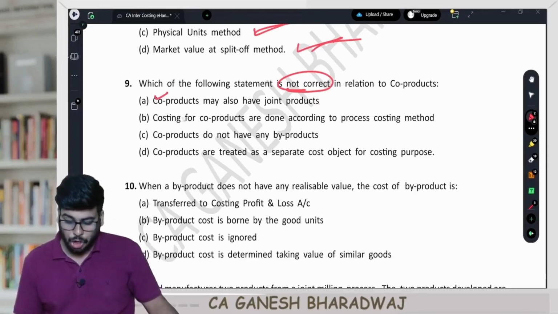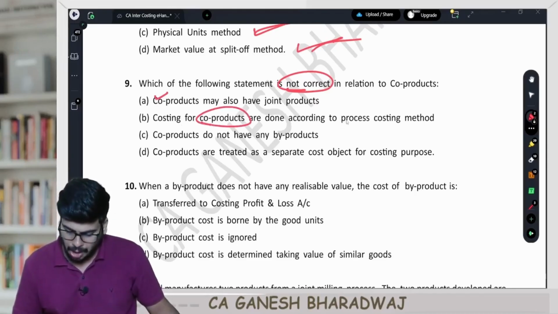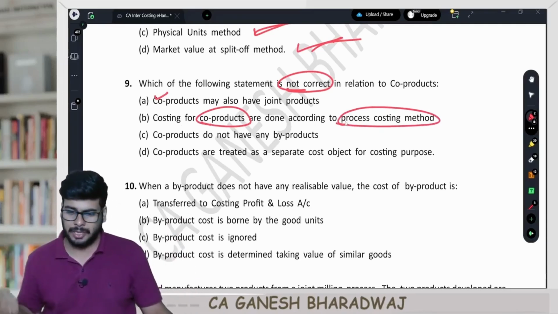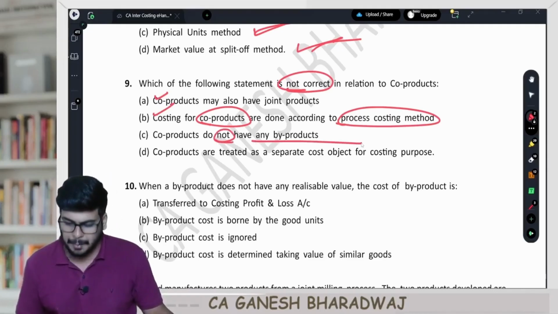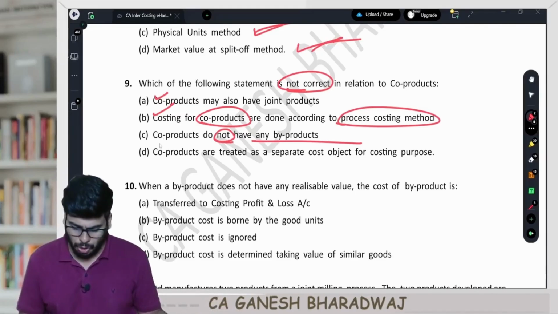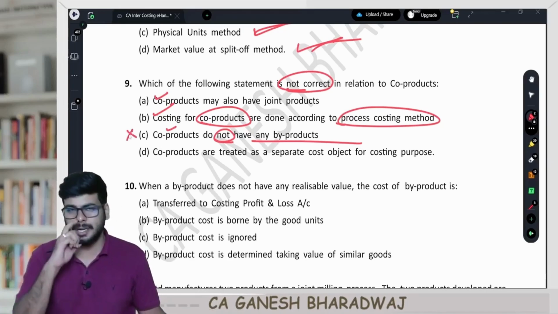This is correct. Costing for co-products is done according to the process costing method. Obviously, this entire chapter is an extension of process costing only. This is also right. I don't see anything wrong here. Fine. Co-products do not have any byproducts. Is it so? Whenever you have a co-product, there will not be byproduct at all. Who said? No, I can have. Co-products I can have similar to joint products. Along with this, I can also have byproduct. Yes, obviously this one is the wrong of the lot.